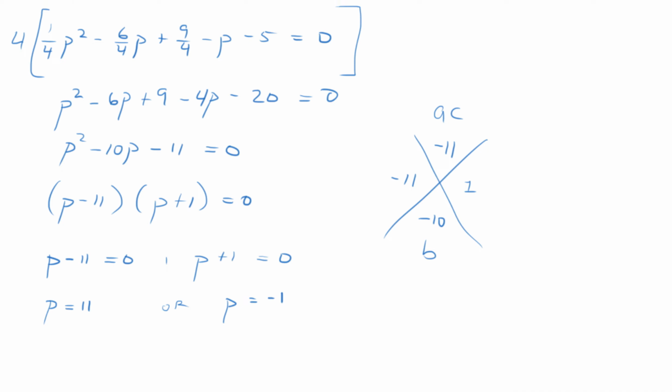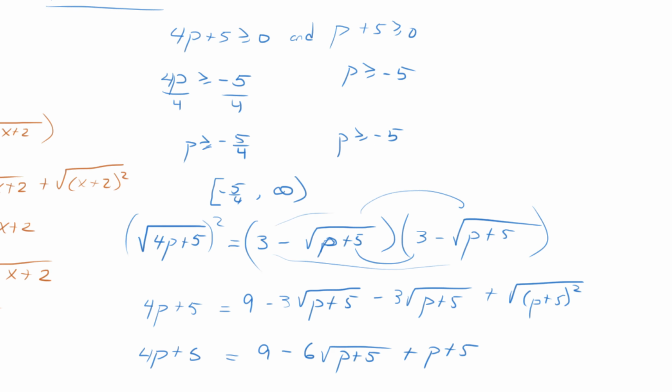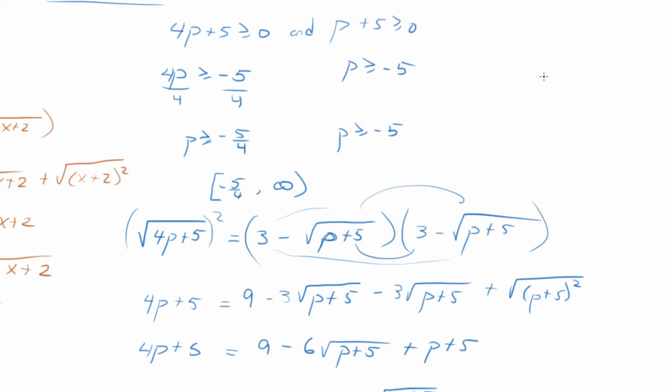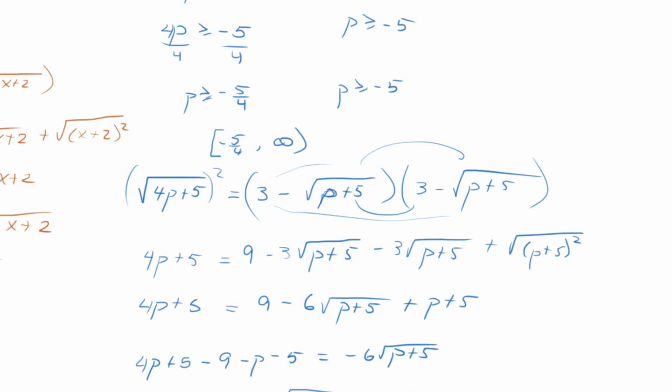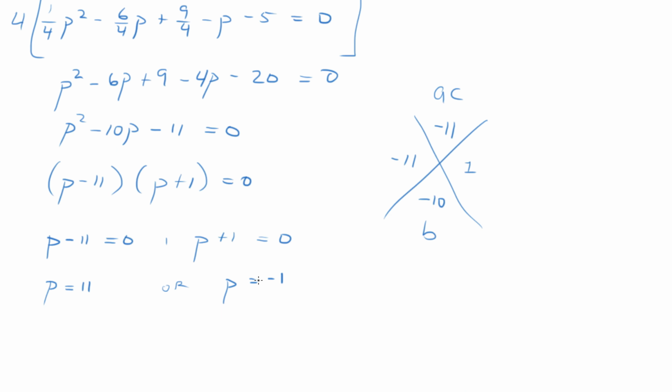Now, is any of those two in my solution set? Well, negative 5 over 4. What is negative 5 over 4? Negative 5 over 4 is negative 1.25. So is negative 1.25 smaller than negative 1? Well, of course it is. Therefore, these two are in my solution. And that's how you will solve that problem.